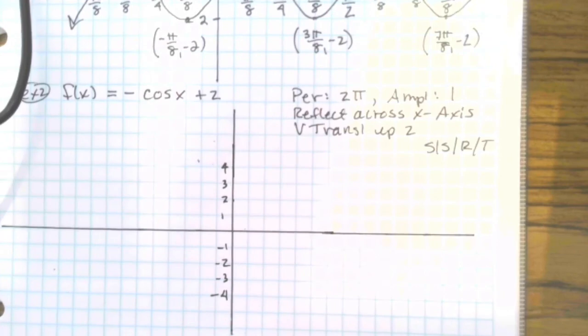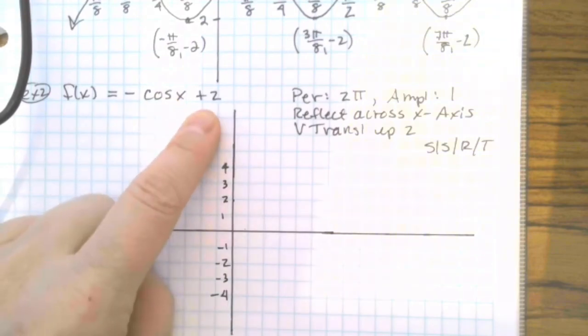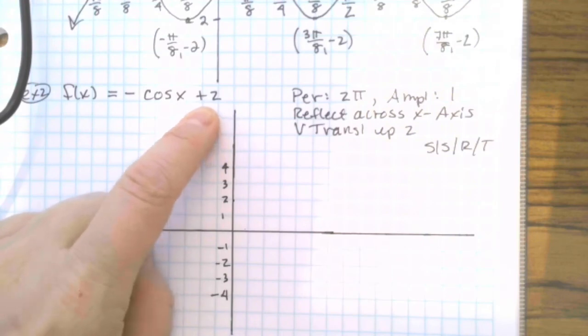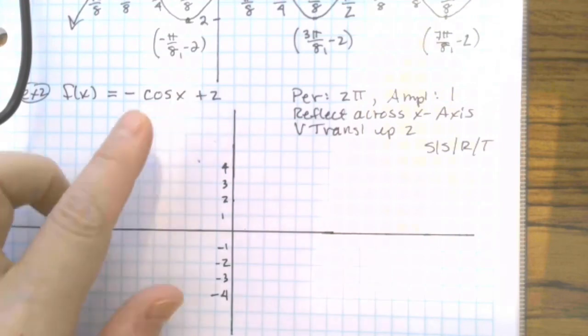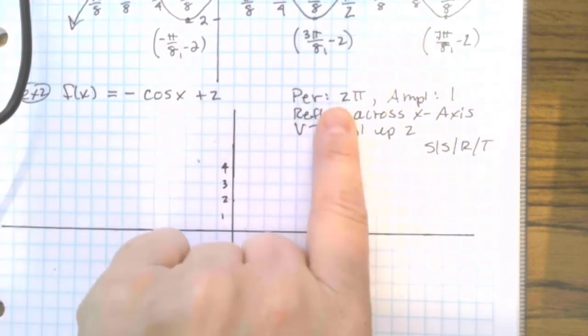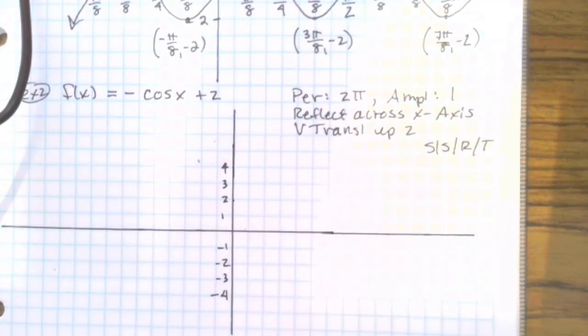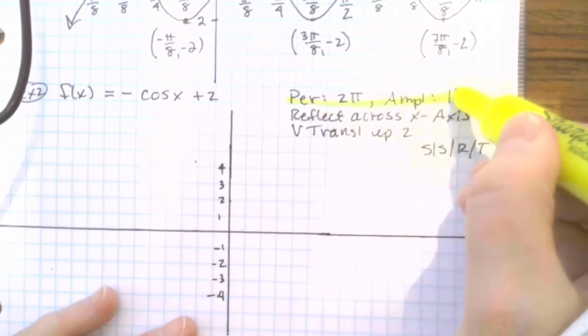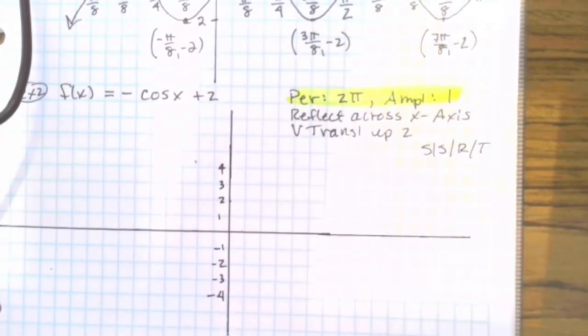So in order to graph one that's had different things done to it, what you want to do is graph the base function without the reflection and without the translation. Just draw a cosine graph with a period of 2 pi and an amplitude of 1. So you're going to do that first. That's going to be your base graph.